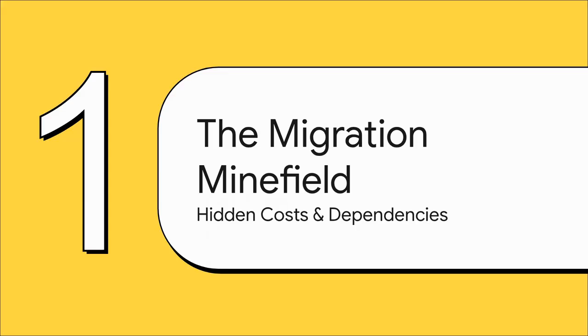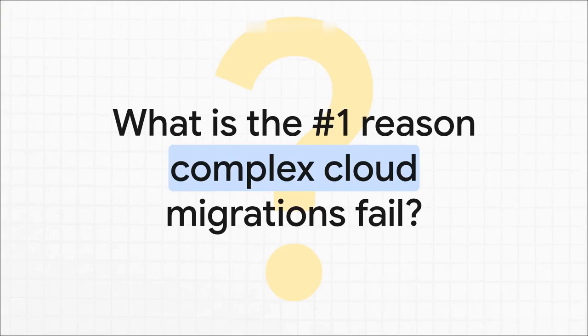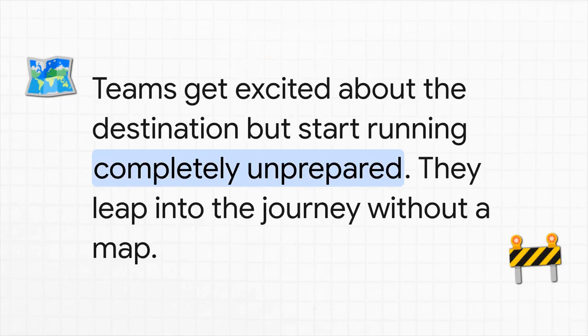Moving to the cloud can seriously feel like you're trying to cross a minefield. It's just full of these hidden costs, these crazy, unexpected dependencies, and all this technical debt that's just waiting to blow up your project. It is so easy to take a wrong step. So that brings up a huge question, and I want you to really think about this. Out of everything that can go wrong, what is the number one reason that these big, complex, expensive cloud projects just completely fail? And the answer, it's almost disappointingly simple.